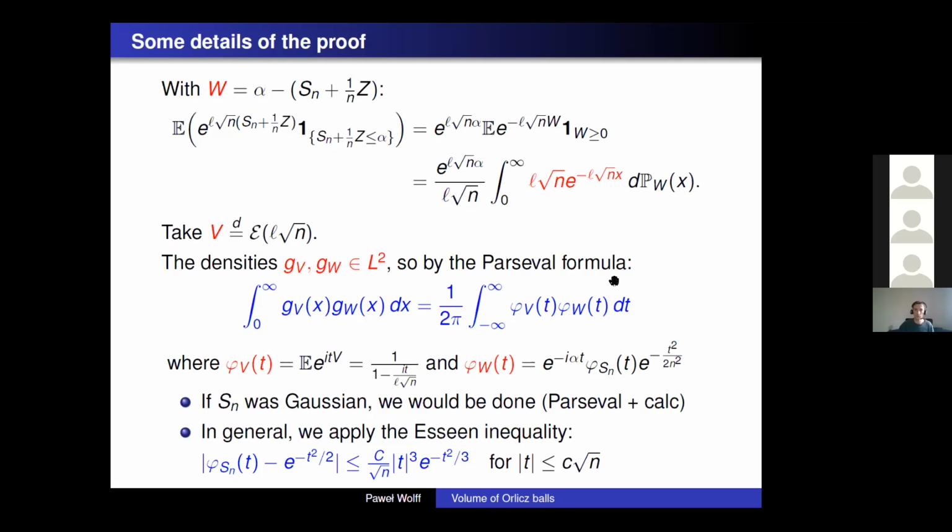For this reason, we can apply the Parseval formula to pass to the Fourier domain and to switch both densities to characteristic functions. The characteristic function of the exponential distribution is explicit, and the characteristic function of this random variable W is expressed in these simple terms via the characteristic function of Sn. And now back again to this step.